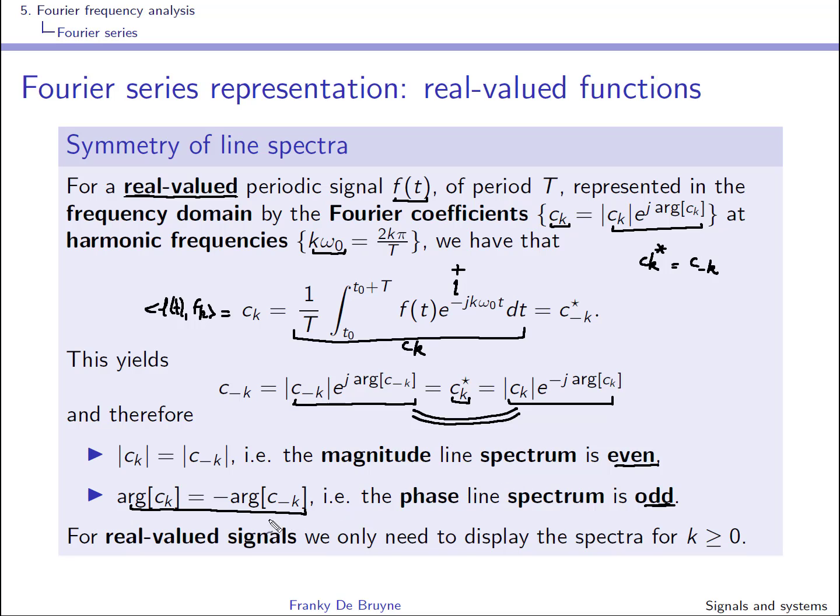Well, of course, if we know that our signal is real valued, and in most applications, if not all, it will be the case, we only have to consider these two spectra when k is larger or equal to 0, because we can reconstruct the magnitude spectrum using a symmetry around the vertical axis, and the phase line spectrum using a symmetry around the origin.